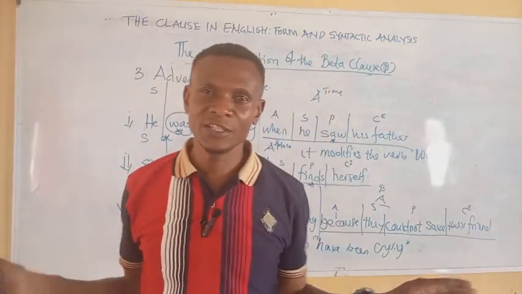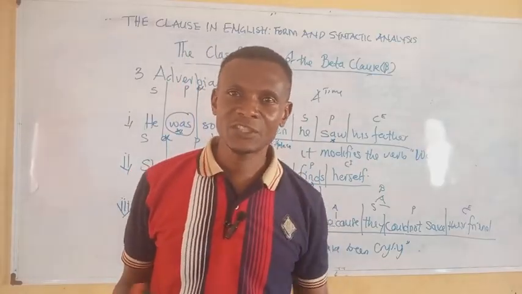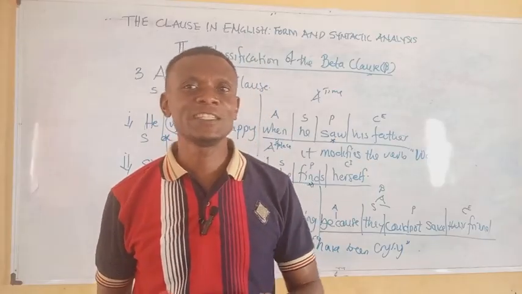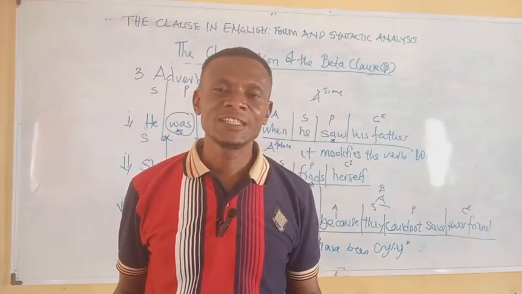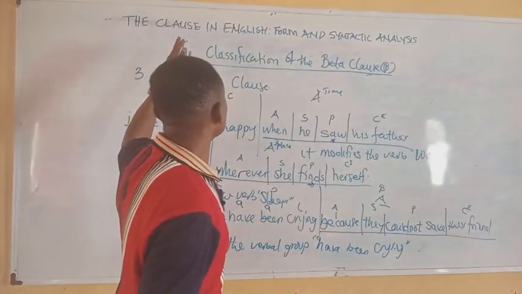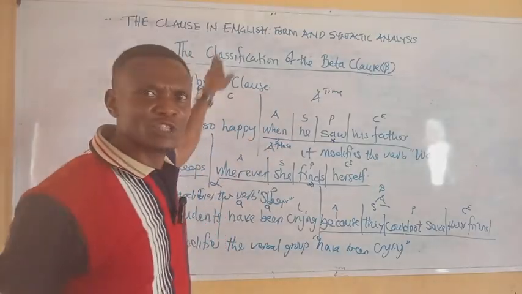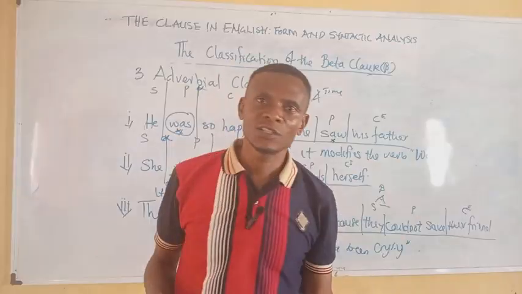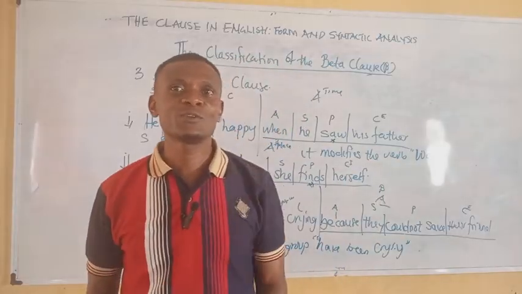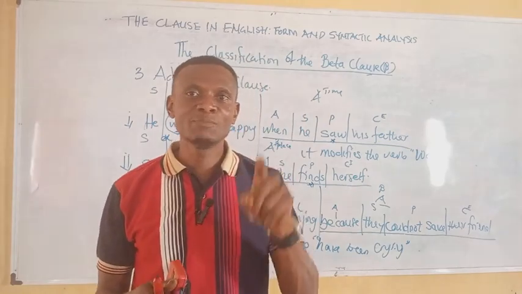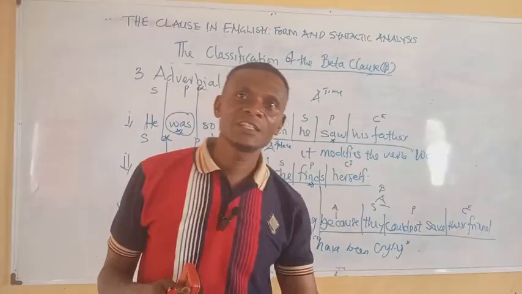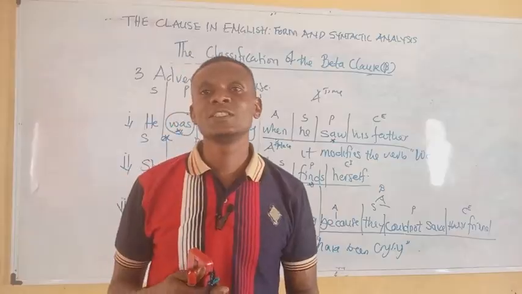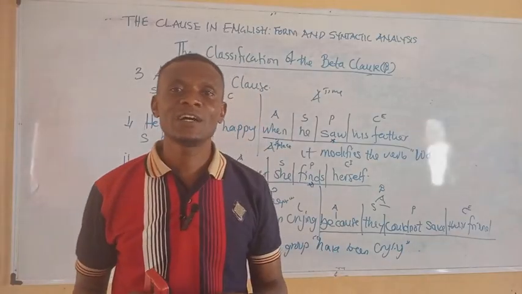I explained them obviously. That is the structural classification, where I explain what is a finite beta clause and a non-finite beta clause. Understand? Then under the functional classification, I explain nominal clause, and we have adjectival clause. Adjectival clause can also be referred to as relative clause. That relative clause can be restrictive relative clause or non-restrictive relative clause. Then I also explain the last one, which is adverbial clause.